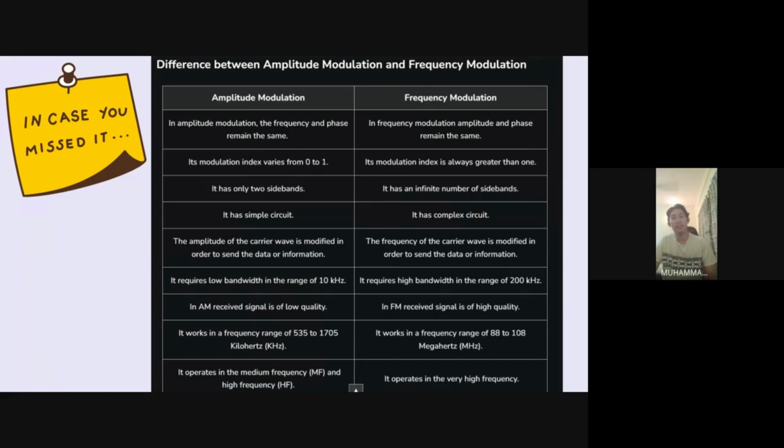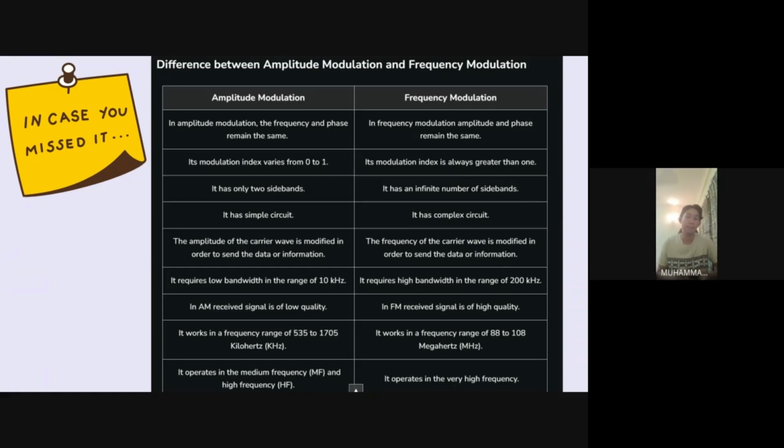Okay. This one is the difference between amplitude modulation and frequency modulation, which is the modern one. First, in amplitude modulation, the frequency and phase remain the same, while in frequency modulation the amplitude and phase remain the same. This is one of the similarities. But then the modulation index varies from 0 to 1, while the modulation index for frequency modulation is always greater than 1. When it is greater than 1, it is more efficient and it can also transmit more signal. And lastly, amplitude modulation has a simple circuit, and frequency modulation has a complex circuit. So while frequency modulation has a complex circuit, it is more widely used and more suitable because it is more efficient.